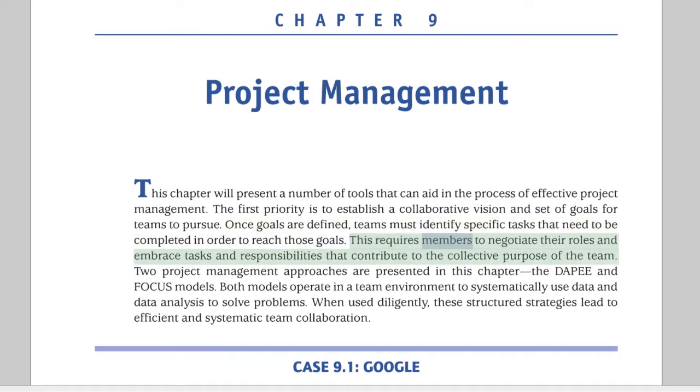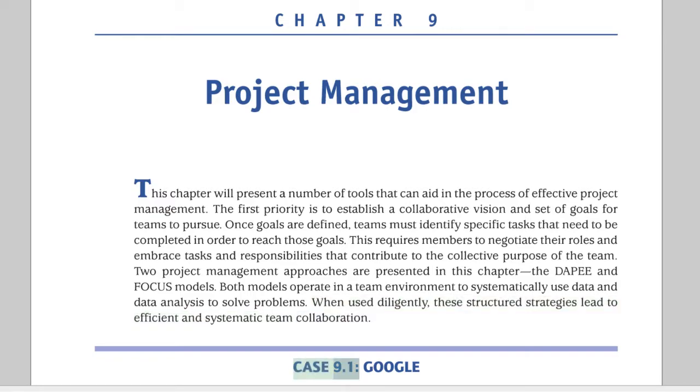This requires members to negotiate their roles and embrace tasks and responsibilities that contribute to the collective purpose of the team. Two project management approaches are presented in this chapter, the DMAIC and FOCUS models. Both models operate in a team environment to systematically use data and data analysis to solve problems. When used diligently, these structured strategies lead to efficient and systematic team collaboration.